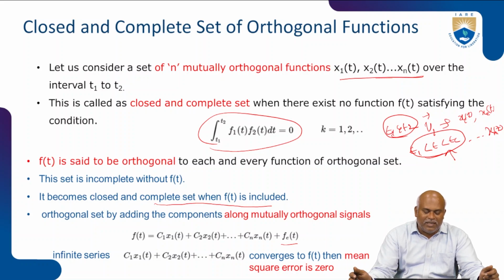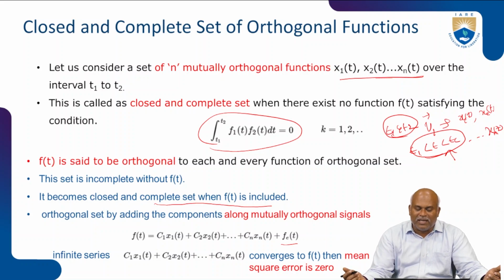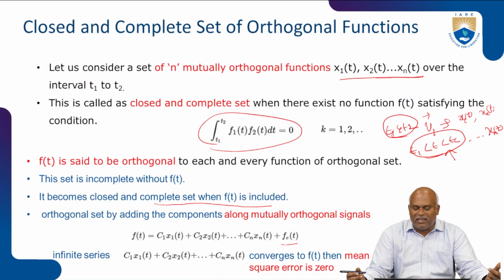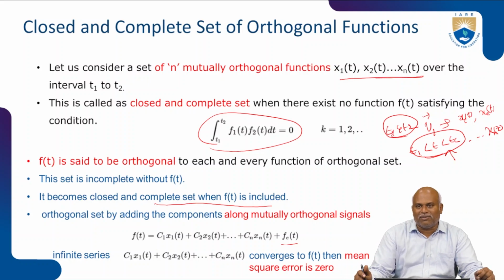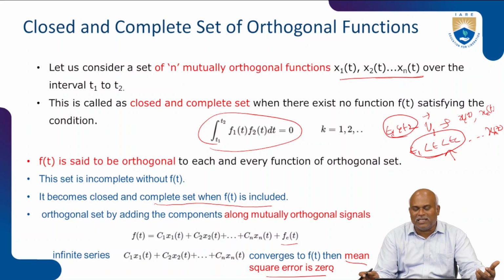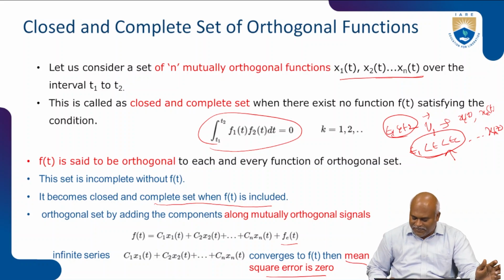Then the infinite series we represent for the closed complete set of orthogonal functions is c1 x1 of t, c2 x2 of t up to cn xn of t, converging to f of t, then the mean square error value is equal to 0. The mean square error value is 0. Then the signal or system vector is represented as a closed complete orthogonal set.